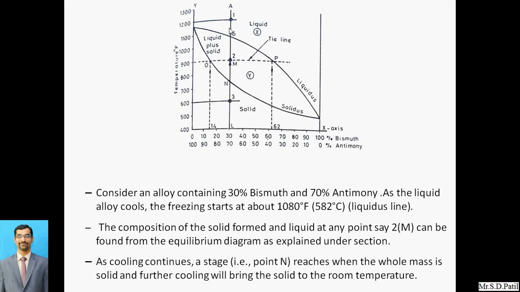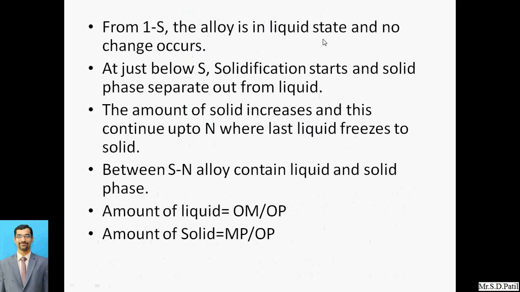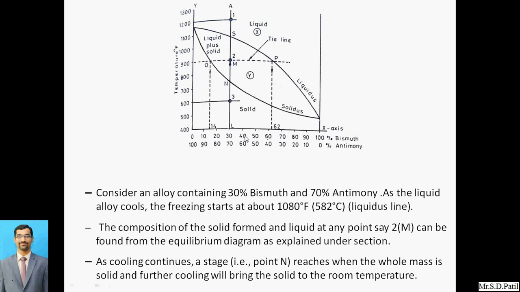So when we are talking about any composition, at different temperature ranges we get different kinds of stages. Meaning if we change the composition, that is 40/60, okay, we might get a different freezing temperature. So for 40/60 it might be below 1100, so near about 1020, likewise we will get it. The composition of solid form and liquid at any point, say point 2, can be found from the equilibrium diagram as explained under the section.